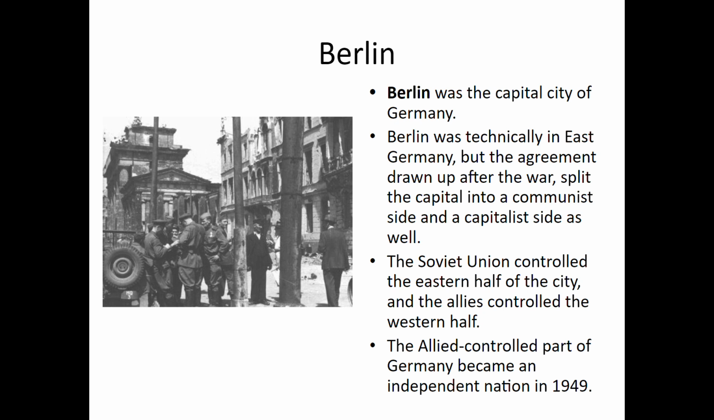The Allied controlled part of Germany became an independent nation in 1949. So even the city of Berlin, which was on the eastern side of Germany, was also split in two. So again, the Soviet Union controlled that eastern half of the city, and the Allies controlled the western half.